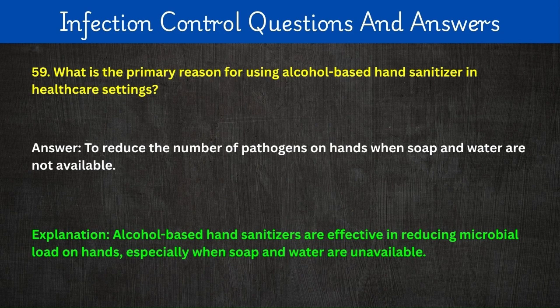59. What is the primary reason for using alcohol-based hand sanitizer in healthcare settings? Answer: to reduce the number of pathogens on hands when soap and water are not available. Explanation: alcohol-based hand sanitizers are effective in reducing microbial load on hands, especially when soap and water are unavailable.